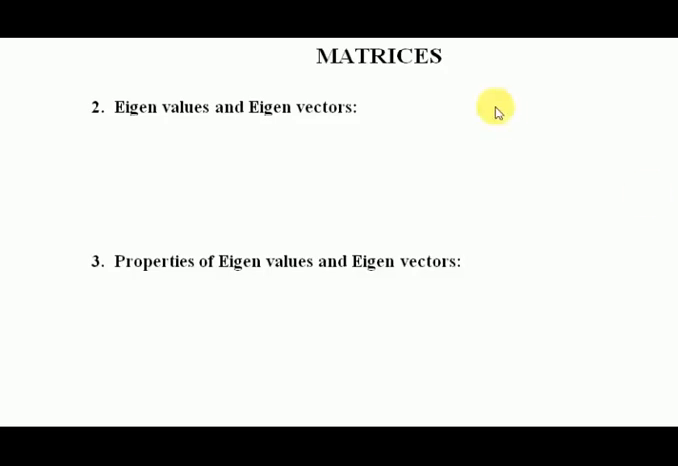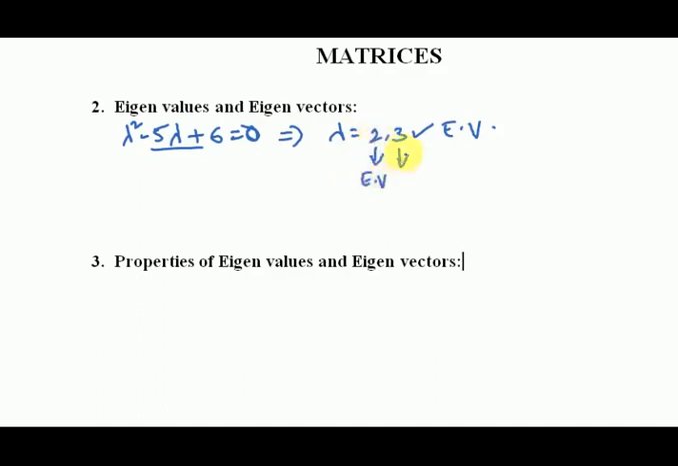Second topic is eigenvalues and eigenvectors. These are related to the characteristic equation. For example, if we get a characteristic equation for a given matrix as lambda square minus 5 lambda plus 6 is equal to 0, and the roots of this equation are lambda is equal to 2 and 3, then these are the eigenvalues. Now we got 2 eigenvalues, so we'll get 2 corresponding eigenvectors. For this eigenvalue we'll get one eigenvector, and for this eigenvalue we'll get the corresponding eigenvector. Most probably we'll get 2 or 3 eigenvalues and the corresponding 2 or 3 eigenvectors.